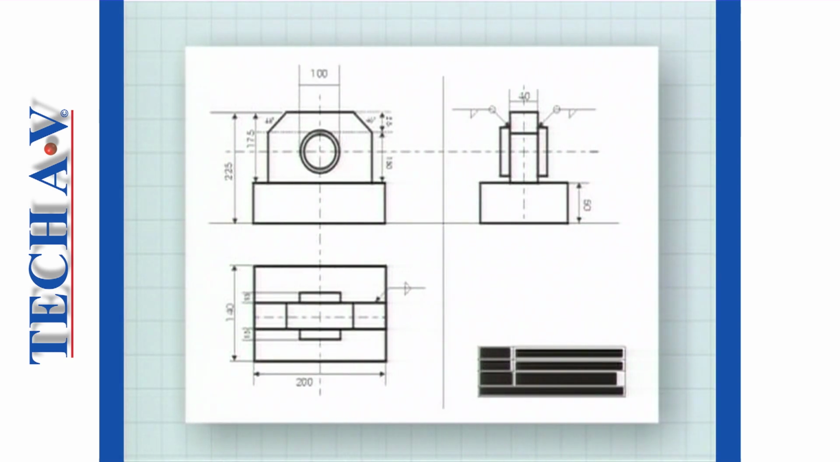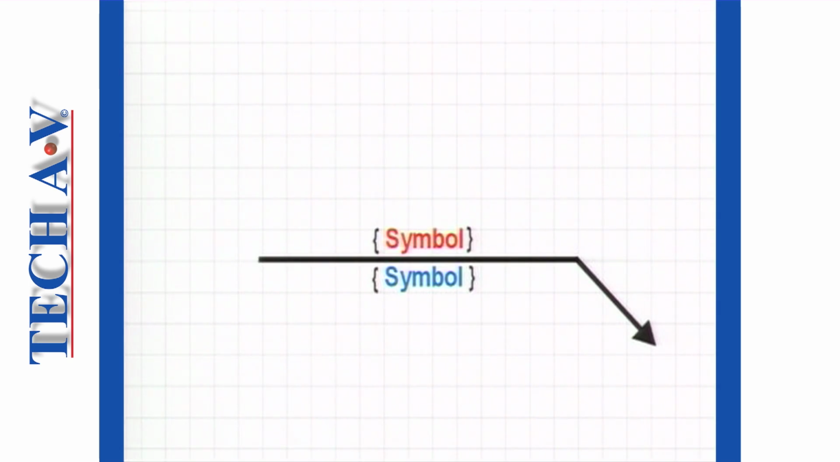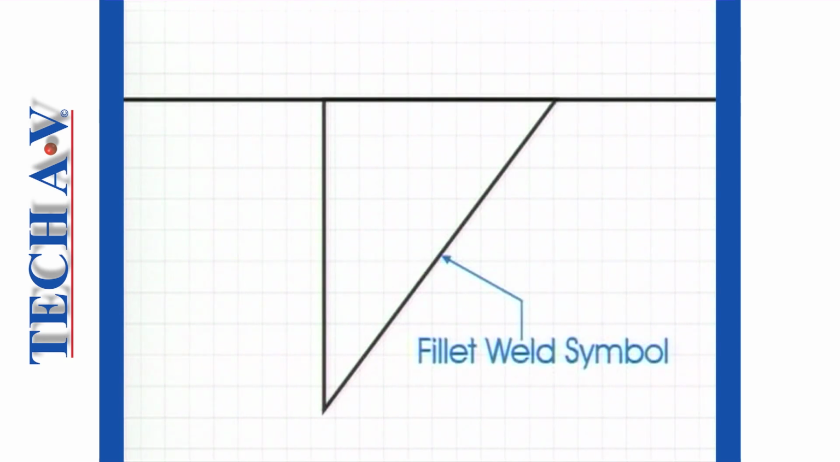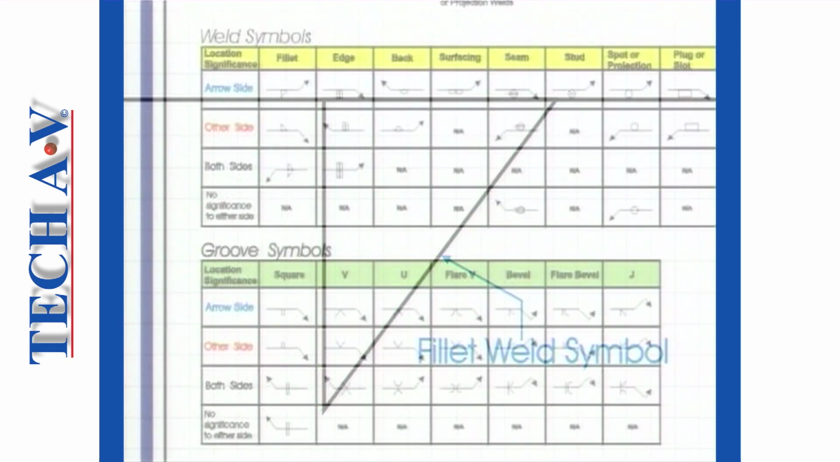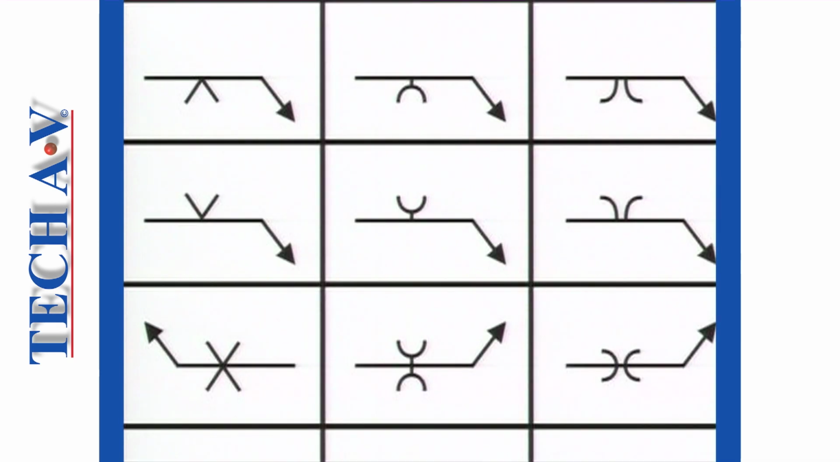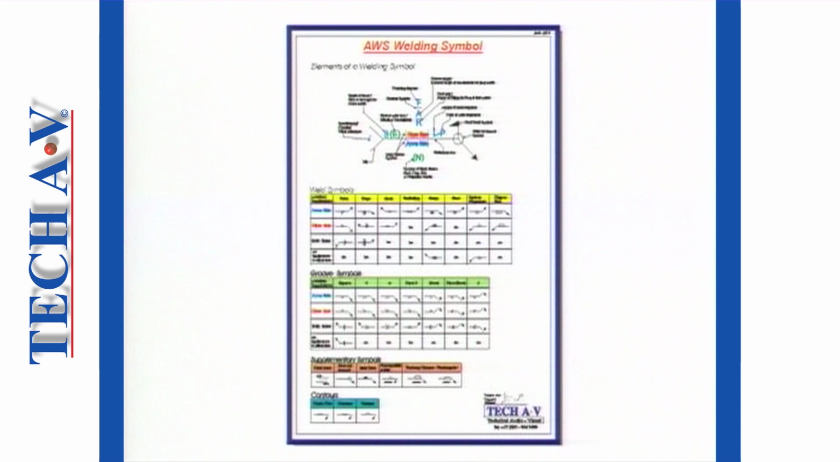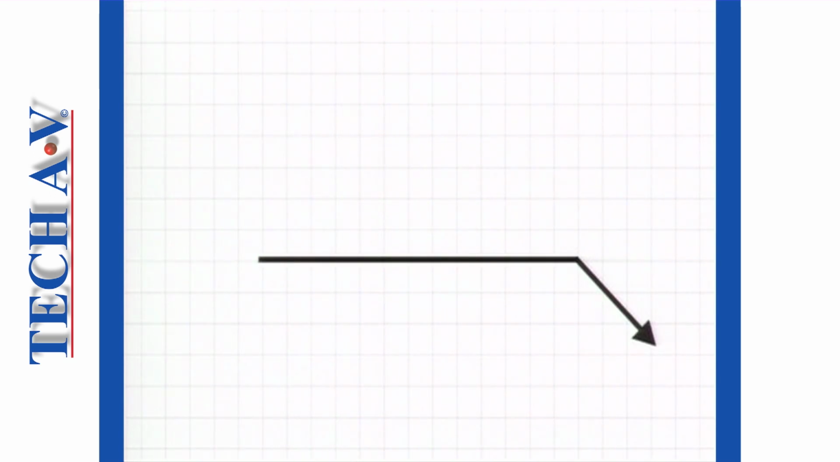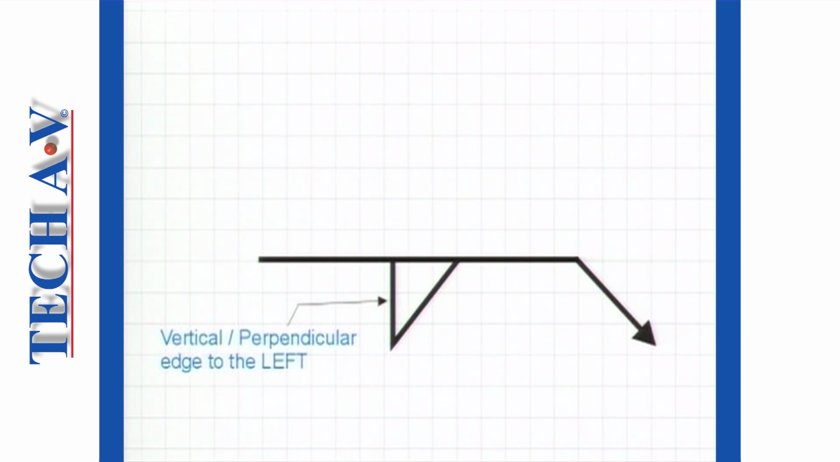Due to space restrictions on drawings, some instructions, below or above the line, are offered in symbol form. For example, the weld type symbol for a fillet weld is a right-angled triangle. This symbol indicates that a fillet weld must be made at the indicated position. There are many weld and groove type symbols used with the AWS convention, and the most commonly used are given in the wall chart that accompanies this program. These symbols are always placed at the center position of a reference line, and the vertical edge of any symbol is always drawn to your left.